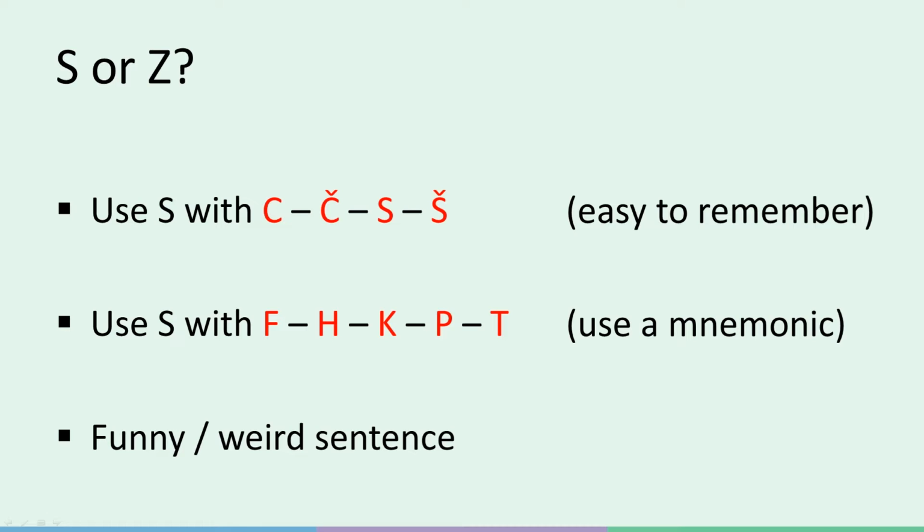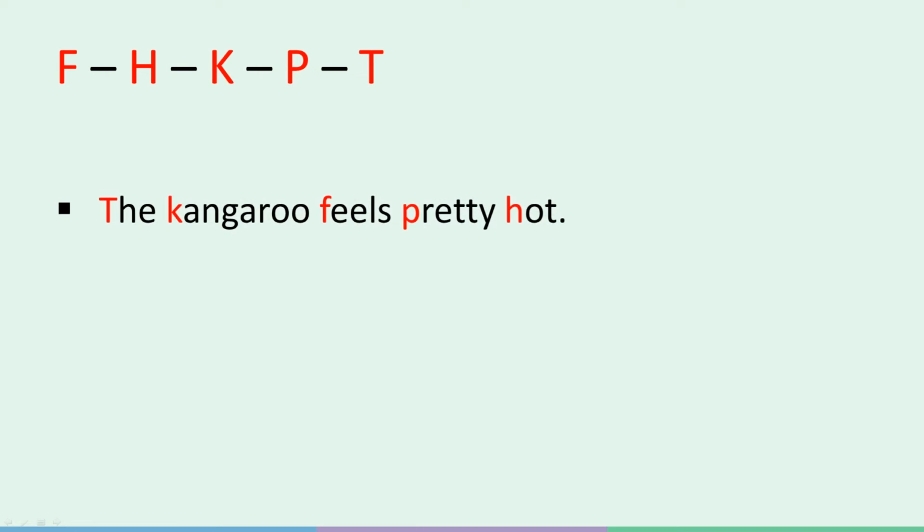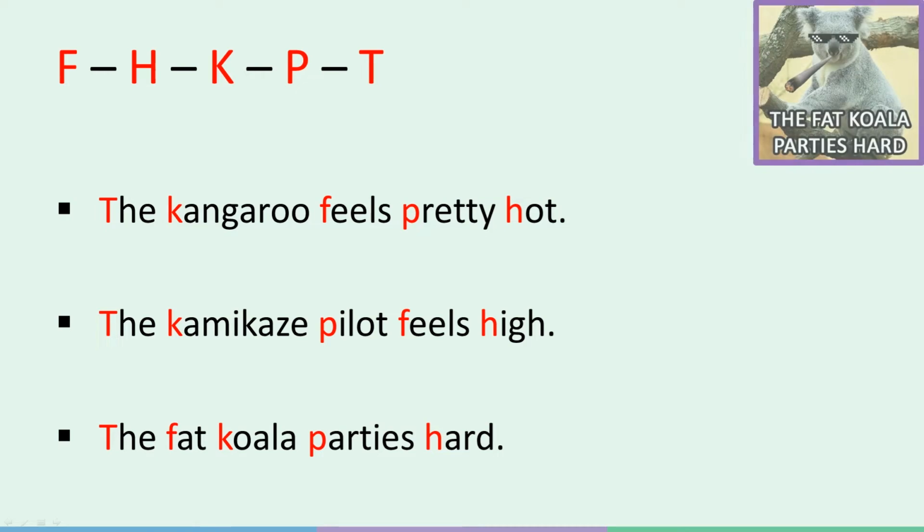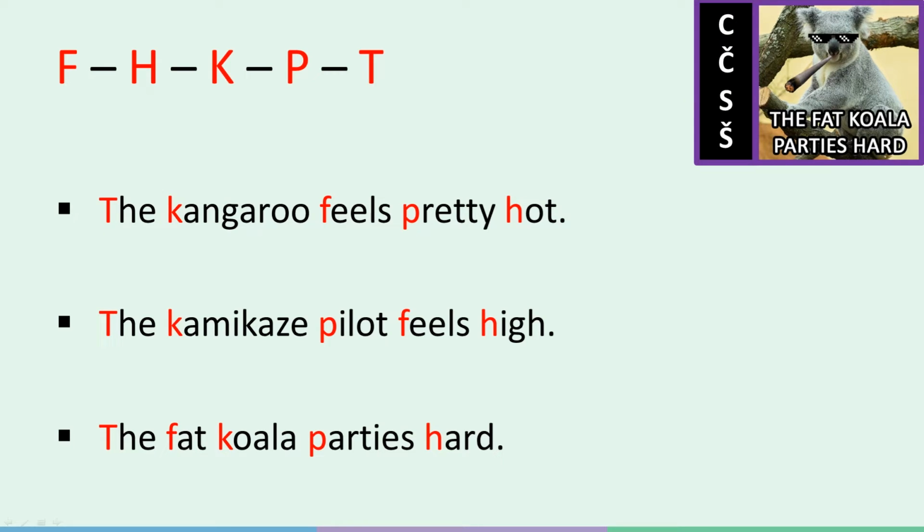So, here are mine. The kangaroo feels pretty hot. The kamikaze pilot feels high. And the fat koala parties hard. In today's lesson, we're going with the fat koala parties hard. So we have our T, F, K, P, and H. And let's add C, Ch, S, and Sh as well to not forget those. So we're all set. If the letter is in the top right of the screen, use an S. If not, use a Z.